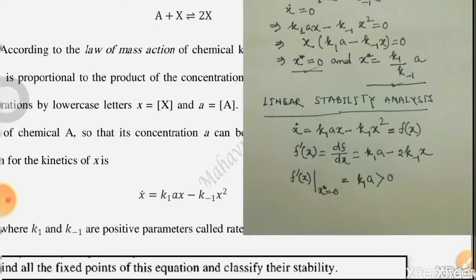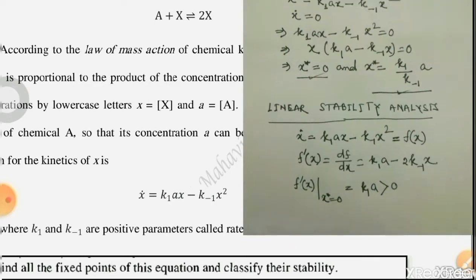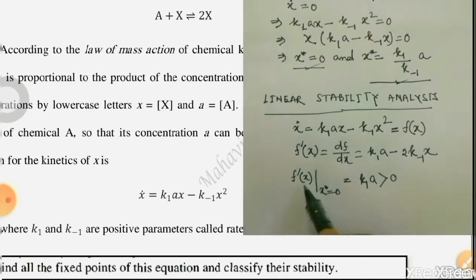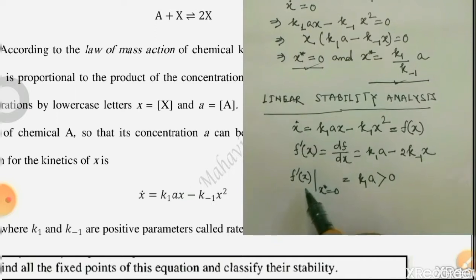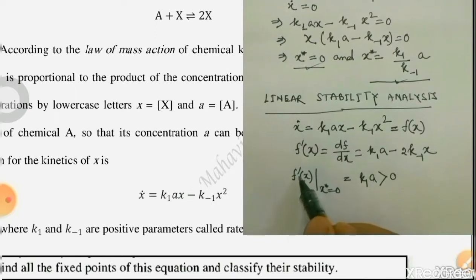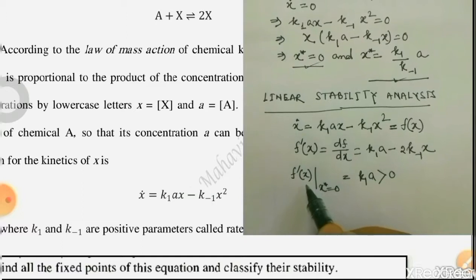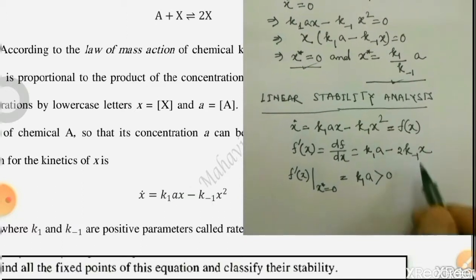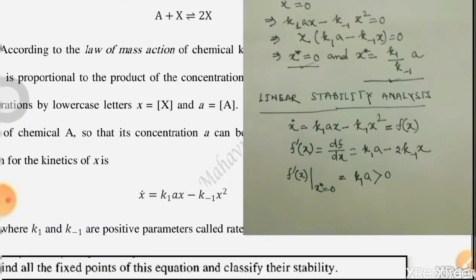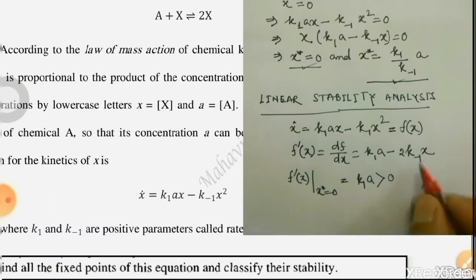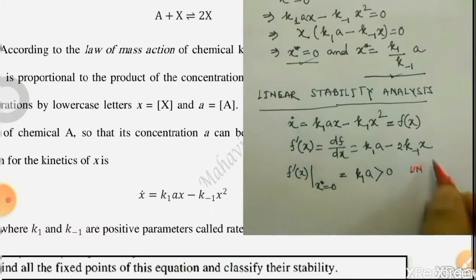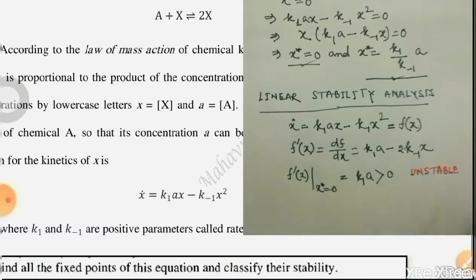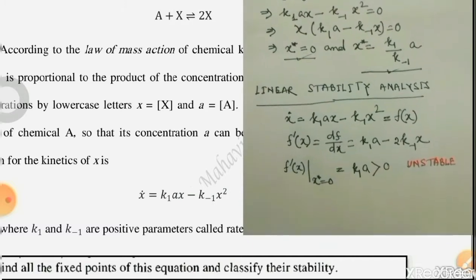And remember that in the previous lecture we said that when f prime x, that is, the differentiation of the function with respect to the variable at a fixed point, is greater than 0, then that fixed point is an unstable fixed point. So x equals 0 is an unstable fixed point.